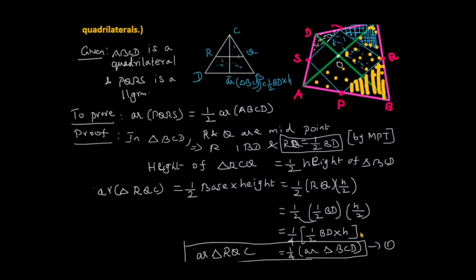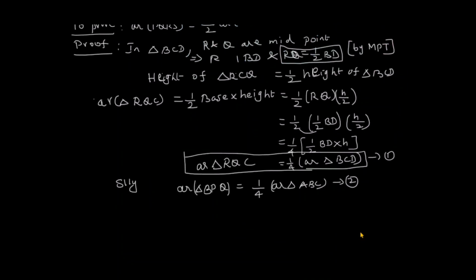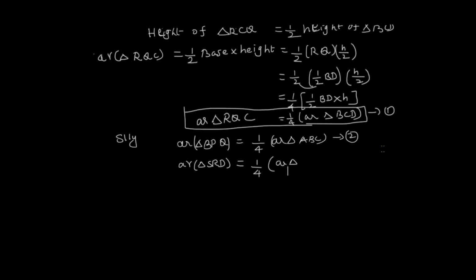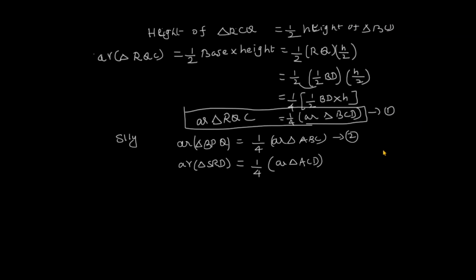If we are taking the triangle SRD, area of triangle SRD is equal to 1/4 of the area of the triangle with the diagonal AC, that is ACD, 1/4 of triangle ACD. This is our third.